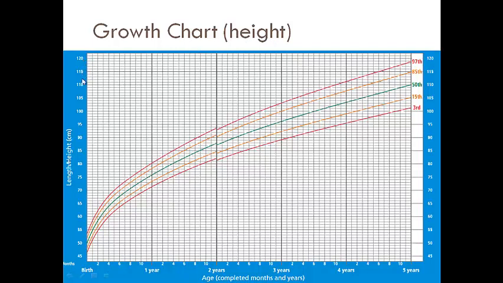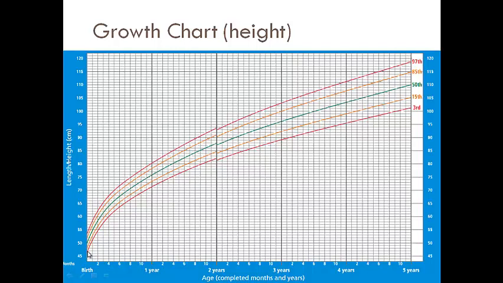Now you can see in the vertical axis here, they've given you the length or height in centimeters, starting from 45 centimeters all the way up to 120. And then on the horizontal axis, they've got the age, from birth up until 1 year, 2 years, all the way up to 5. Okay, and then these small numbers 2, 4, 6, 8, and 10, those are the months. Okay, so 10 months, and then this is 1 year.